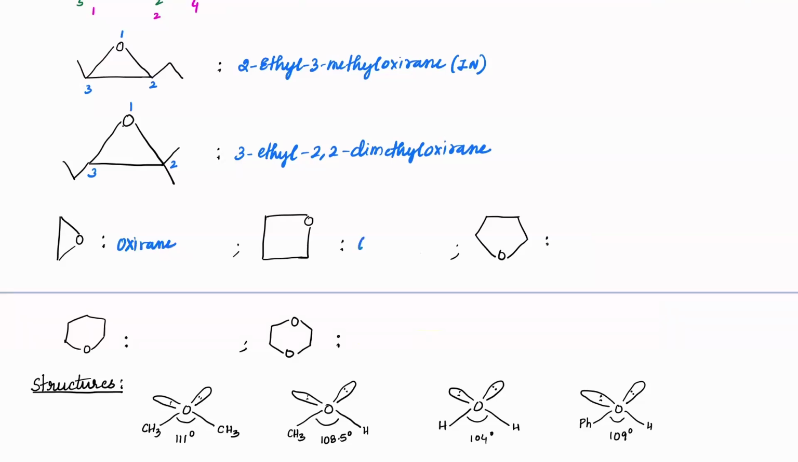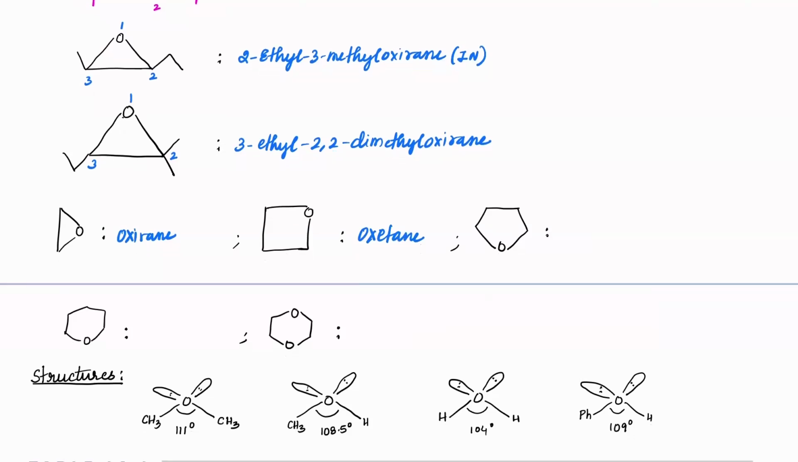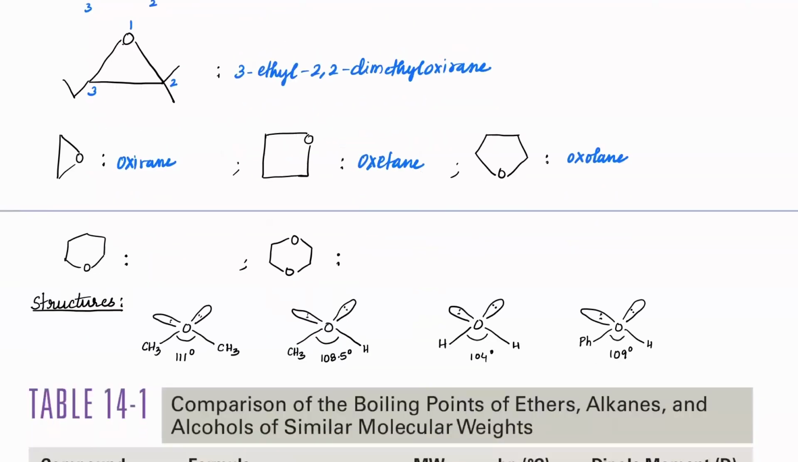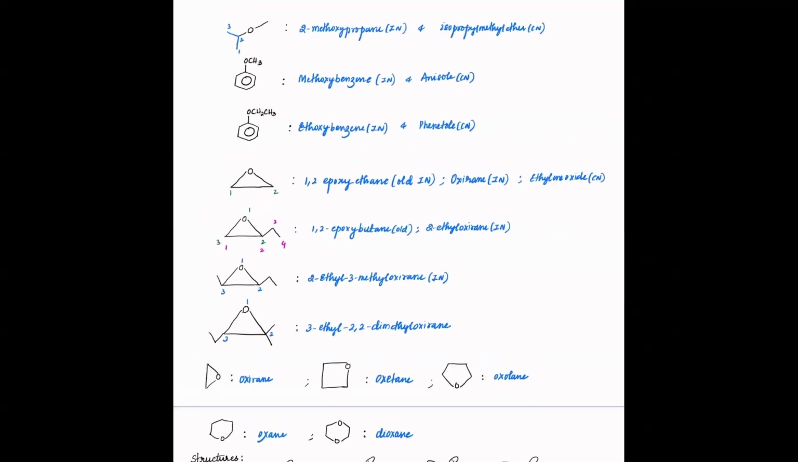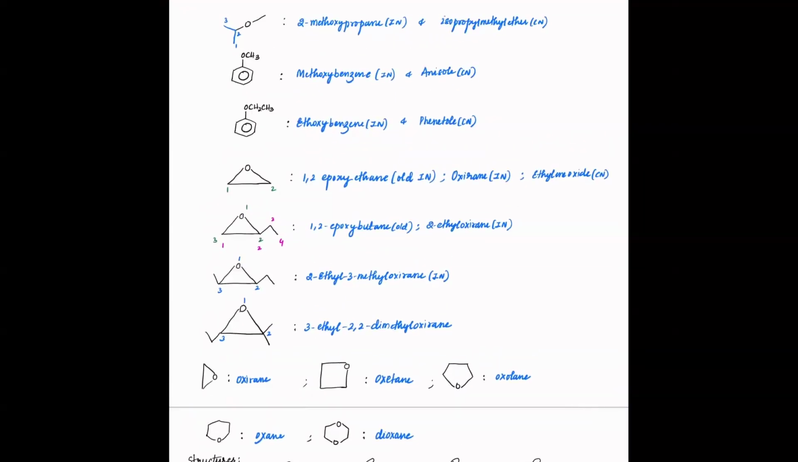If it is a four-membered ring, we call it oxetane. If it is a five-membered ring, oxolane. Six-membered ring, oxane. If it is a six-membered ring with two oxygens, it is dioxane. Got it? These are the important ways of representation, everybody. So please go through it once quickly. If there is any problem, please let me know.